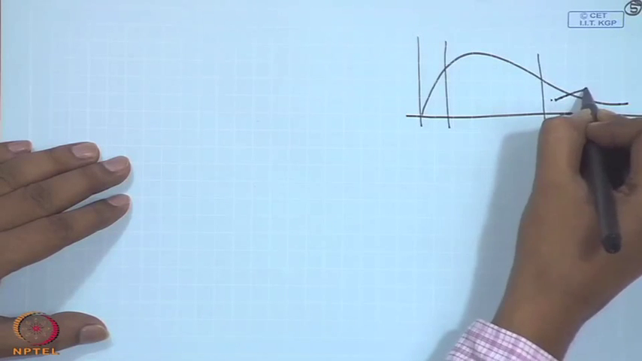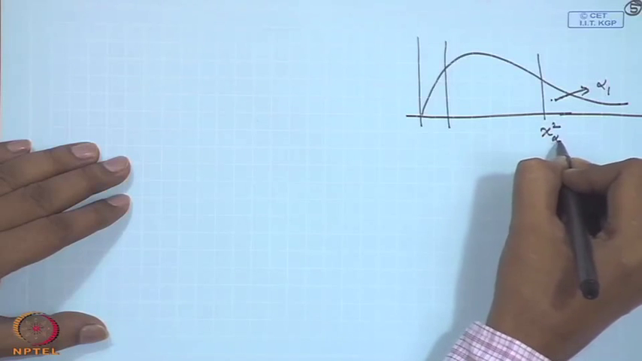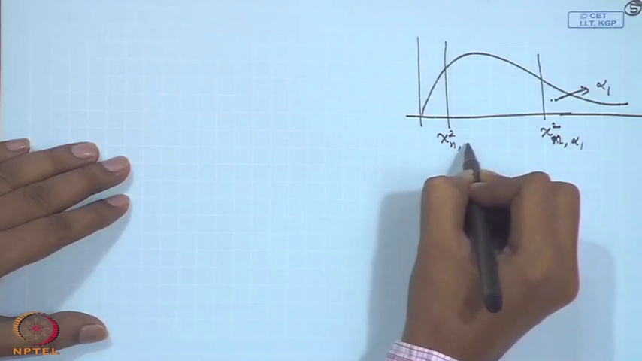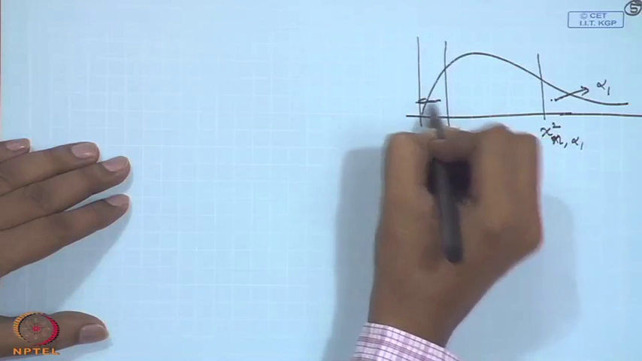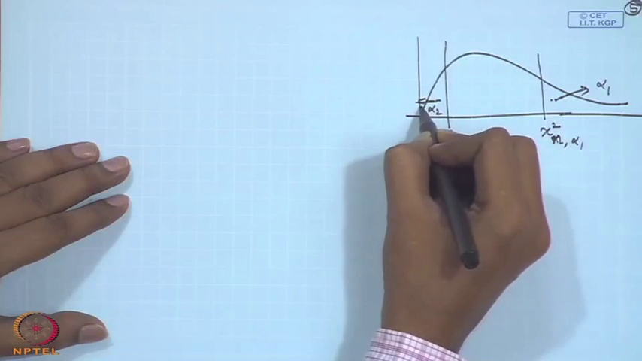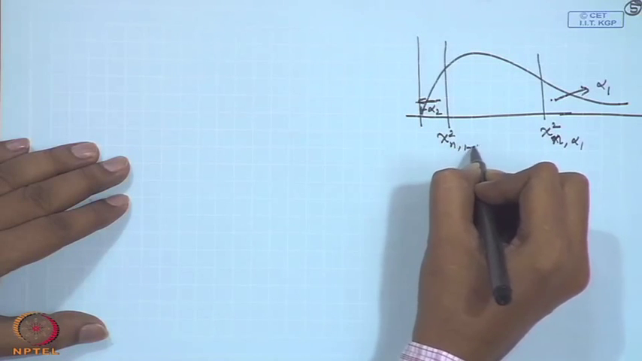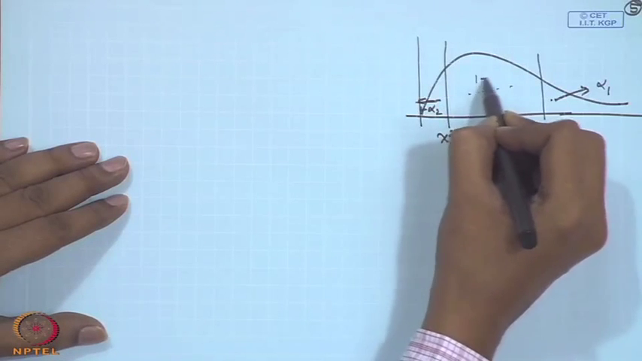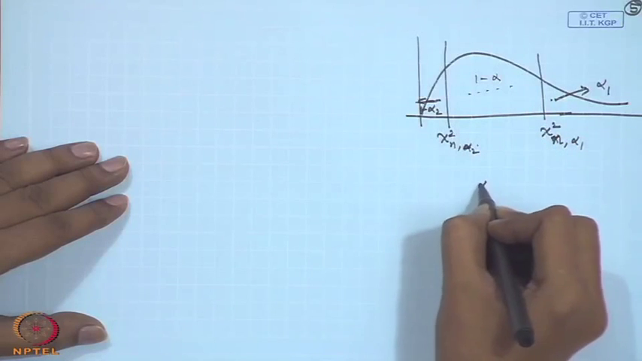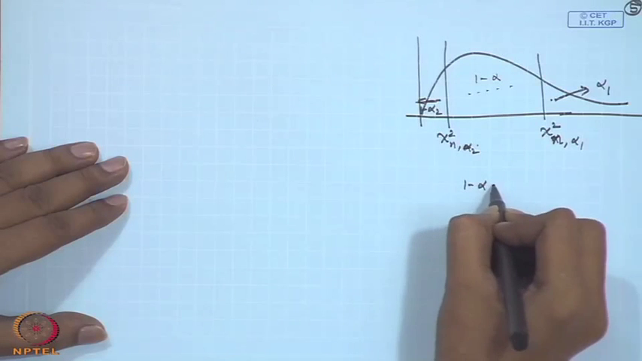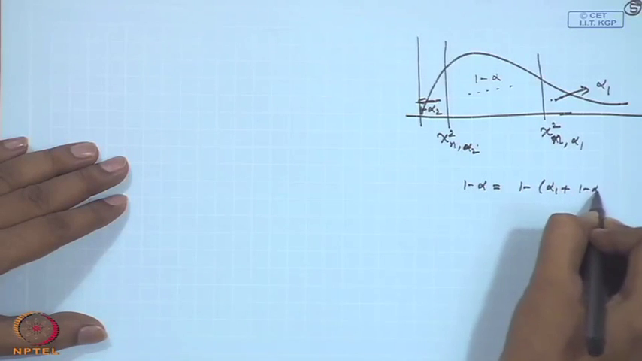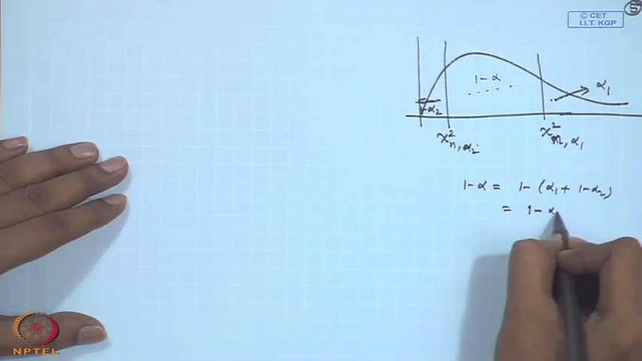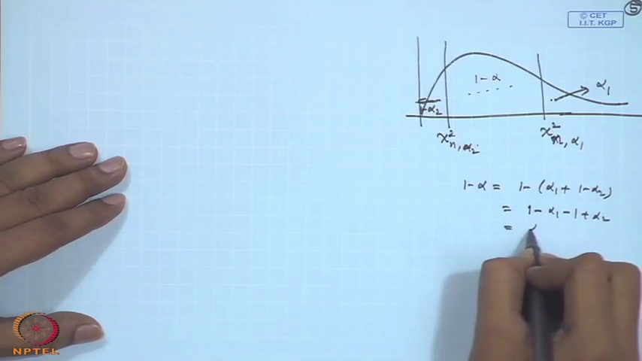Suppose I take this probability as equal to say alpha 1, say chi square n alpha 1, and on this side I take chi square n, and this probability I take to be alpha 2. So, I take 1 minus alpha 2 for example. So, this is becoming 1 minus alpha 2, then in between this is 1 minus alpha. That means, 1 minus alpha is equal to 1 minus alpha 1 plus 1 minus alpha 2, that is equal to 1 minus alpha 1 minus 1 plus alpha 2, that is equal to alpha 2 minus alpha 1.